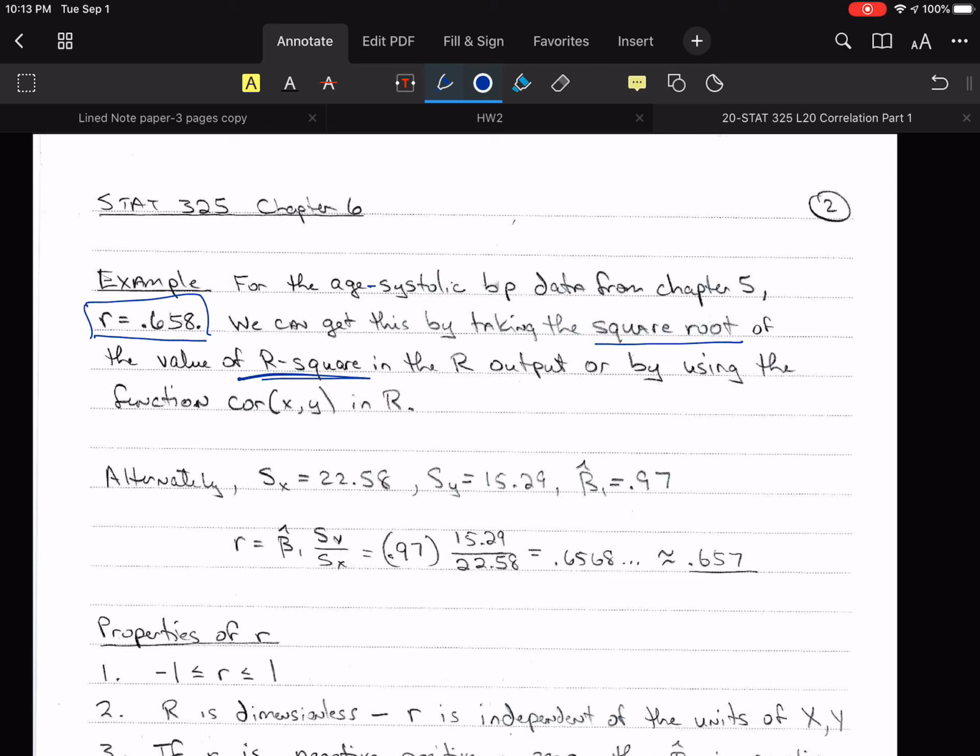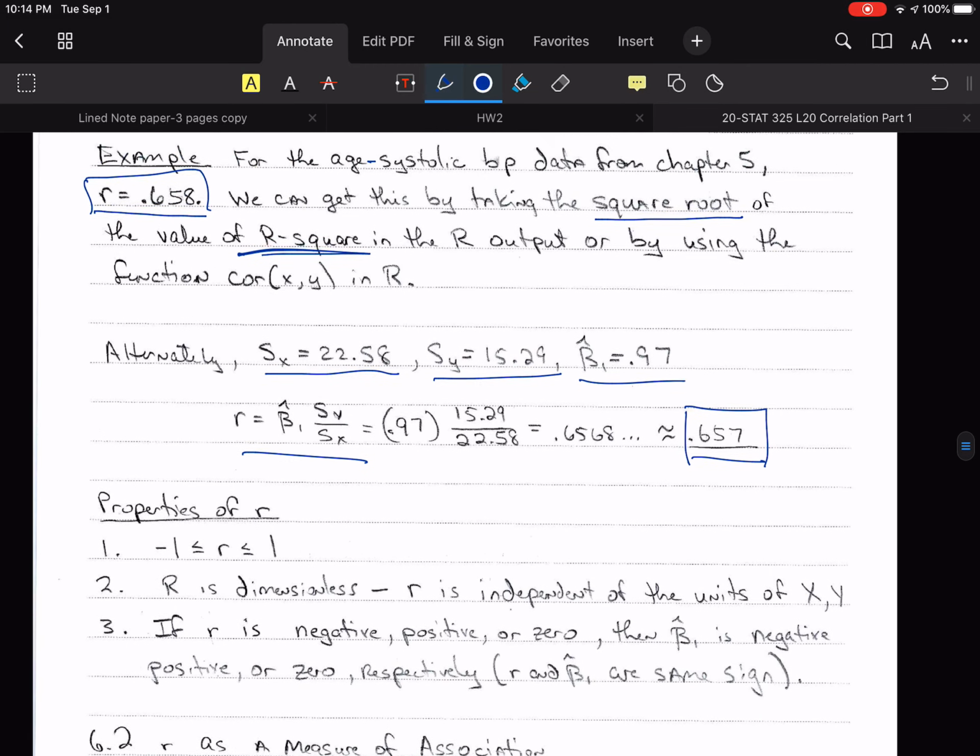Now, alternately, this is what was in the book, the example. They have the standard deviation of x, the standard deviation of y, and the slope, all rounded to 2 decimal places. So when they calculate this out, they were rounding to 2 decimal places. I rounded to 3. You see a little bit of a difference in the 3rd decimal place. Again, you've got rounding error, and that's what's contributing to this. But you just plug into our formula, and it's a lot easier to calculate.